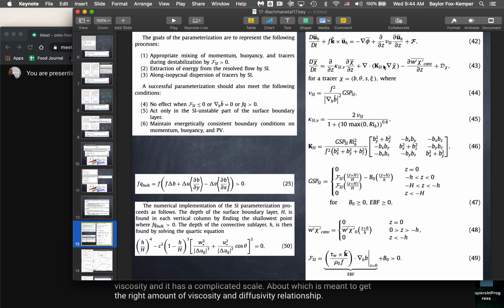Moving on to where this along isopycnal transport comes from. Here is the complicated thing that says it's along isopycnals. That's complicated. But we can look over here. Again, it's just proportional to this geostrophic shear production. And it has a Richardson number scaling as well, which helps you convert to the right amount of mixing.